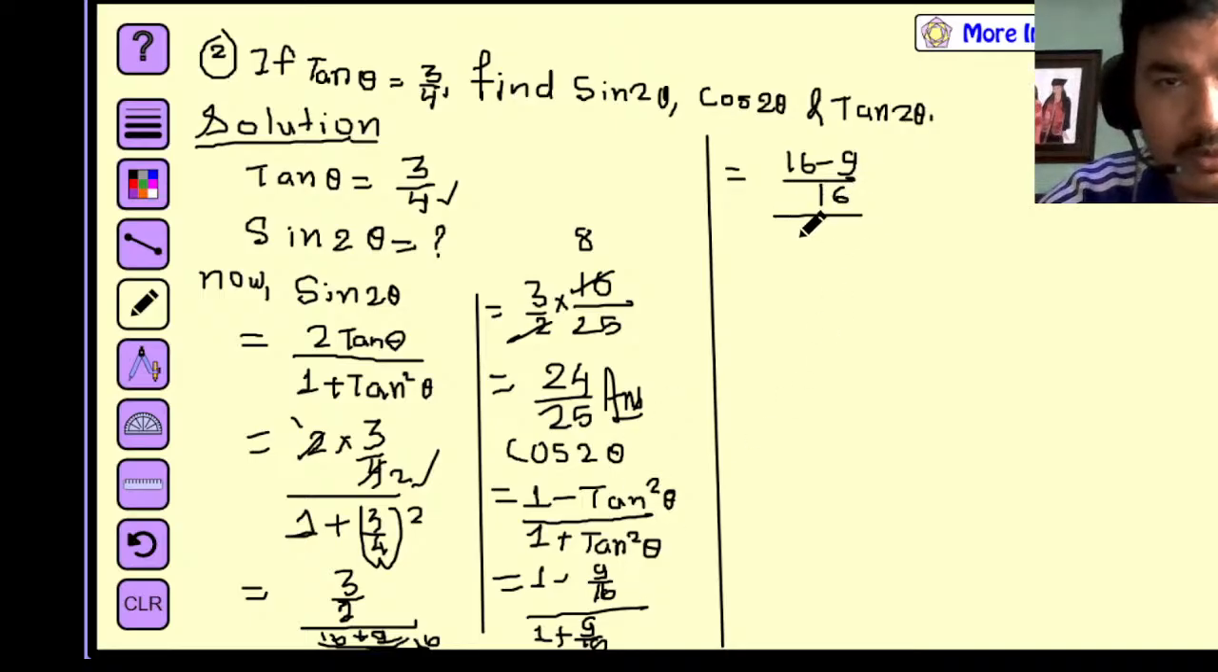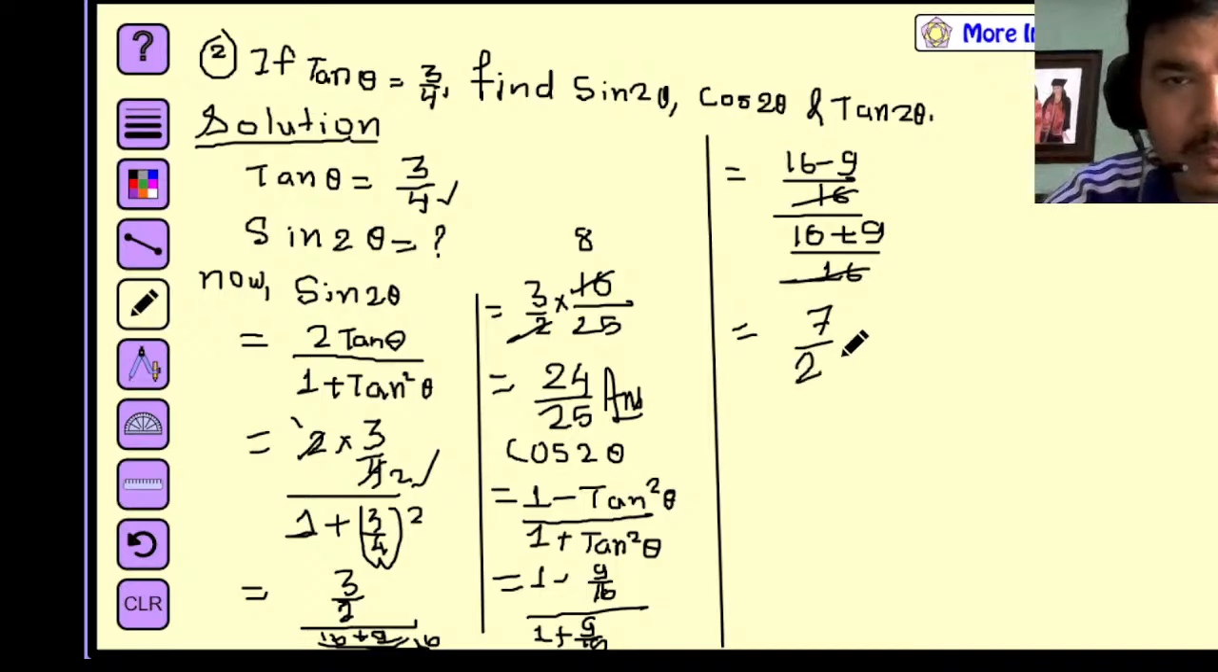Then similarly, down here also do the same thing. It will come there as 16 plus 9, divided by 16 here also, and we can cancel this 16 and this 16. Then 16 minus 9, what will come here? Do you know? 7 by 25 will come here. Okay, this is the required answer for this question.